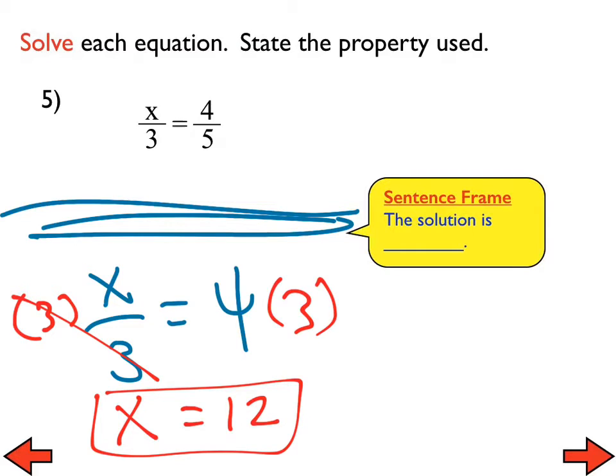Now we have x divided by 3 equals 4/5. You're going to do exactly the same thing. Times 3 on both sides so that this cancels out and gives you 1x. And then here, if it makes you feel better, you can put the 3 over a 1. And then we have 12 over 5, which is 2 2/5.